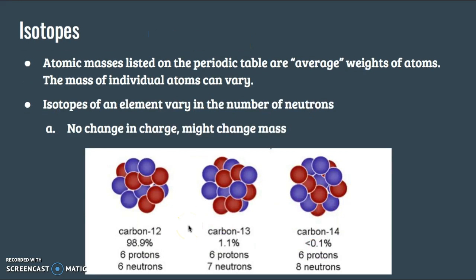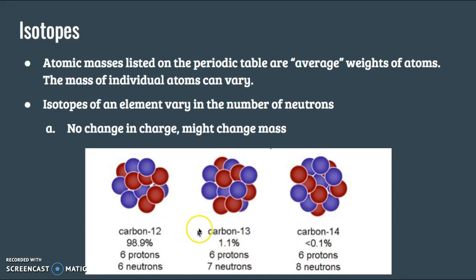So if you're taking a look at isotopes, we see that they vary in the number of neutrons, all right? Now, recall neutrons, neutral, they have no charge, so the charge of the element is not changing. However, the mass might, because neutrons do carry a mass, all right? So if you take a look at the picture below, these are three different carbon atoms. We have carbon 12, so it has 6 protons, 6 neutrons. Carbon 13, which has 6 protons, 7 neutrons, and carbon 14, which has 6 protons and 8 neutrons. So notice the only thing that's changing here are the number of neutrons.